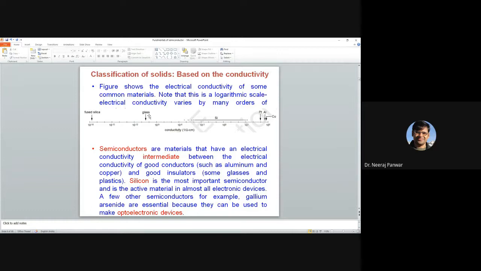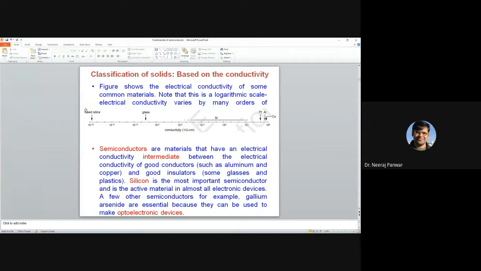Then on the left side, we have very poor conductivity, from 10 to the power minus 9 to 10 to the power minus 18 Siemens per centimeter. So the conductivity is very, very poor. And these are examples: glass, fused silica, wood, polymers. All these are examples of insulators.